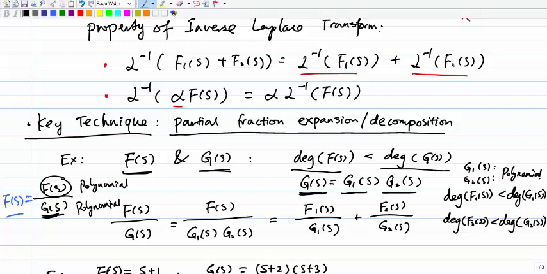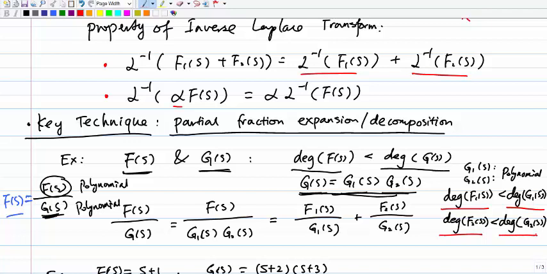If that's the case, the partial fraction decomposition says I can write F(s) divided by G(s), which is the same as F(s) divided by G1(s) times G2(s), because G(s) is G1(s) times G2(s) according to this property. We can decompose this as F1(s) divided by G1(s) plus F2(s) divided by G2(s). We also have the property that the degree of F1(s) is less than the degree of G1(s), and the degree of F2(s) is less than the degree of G2(s).